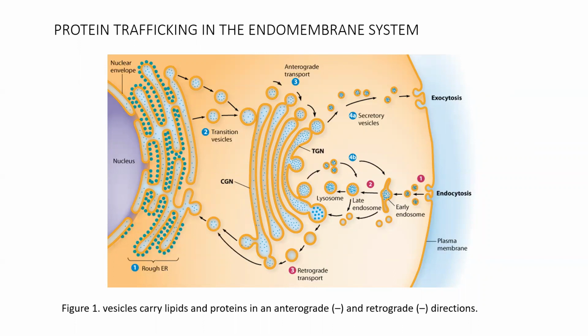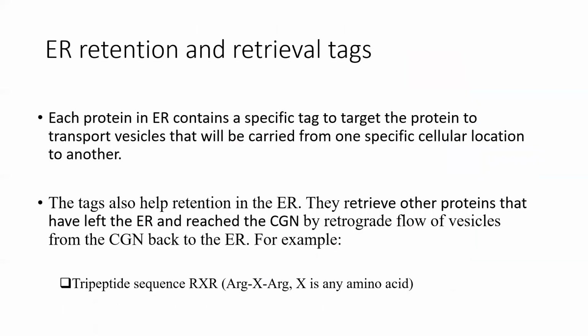At the bottom, we have the retrograde transport, where endocytosis pinches off the cell surface and transfers those vesicles back inside the cell, to early endosome, to late endosome, to lysosome, to the Golgi apparatus, and eventually to the ER. So how does the ER retain its proteins? ER retention and retrieval tags.